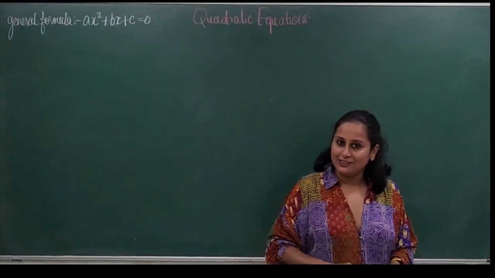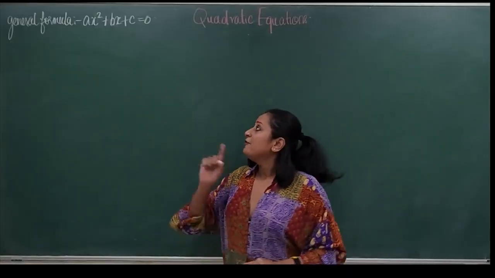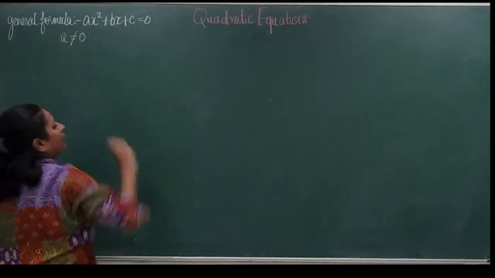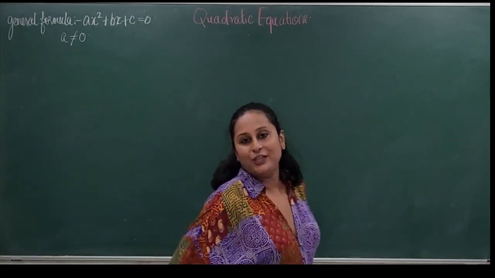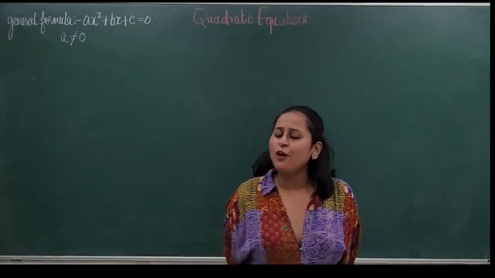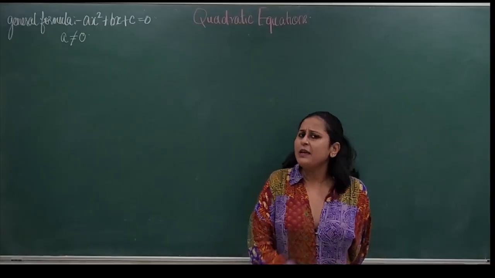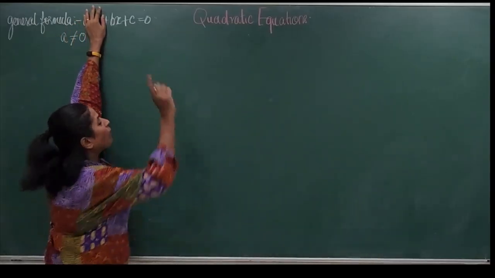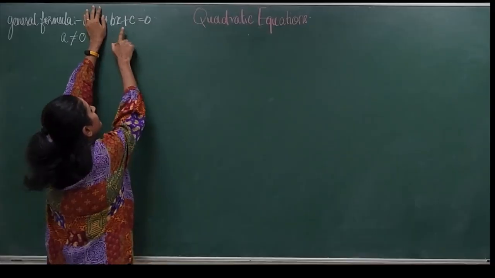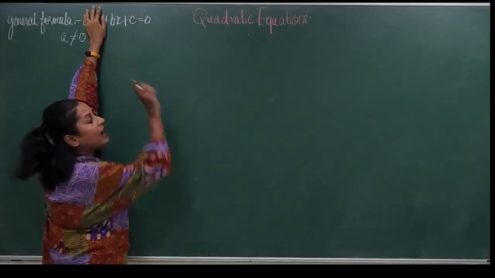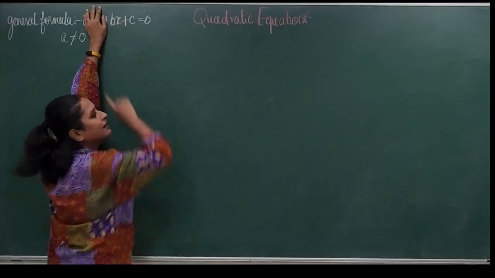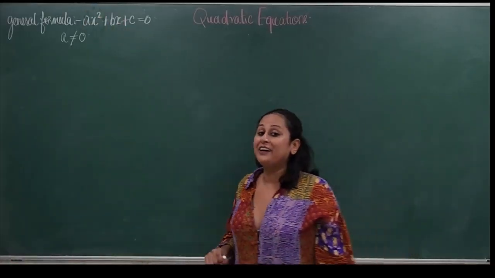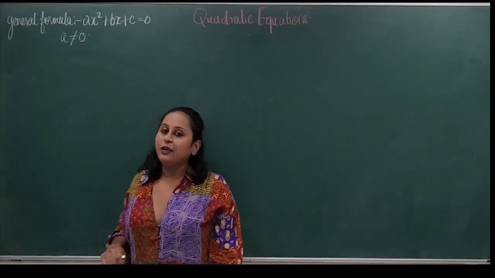There are a few conditions that we have to understand here. First of all, a cannot be equal to 0 here. A is the coefficient of x square. If A becomes equal to 0, this whole part becomes equal to 0. So now what is the equation that we are left with? Bx plus c is equal to 0, where the highest power of x is just 1. So this becomes a linear equation. So the first and the most important condition is that A cannot be equal to 0.